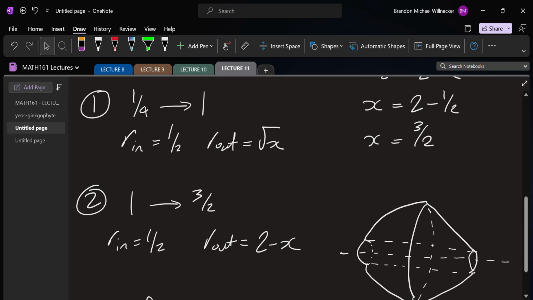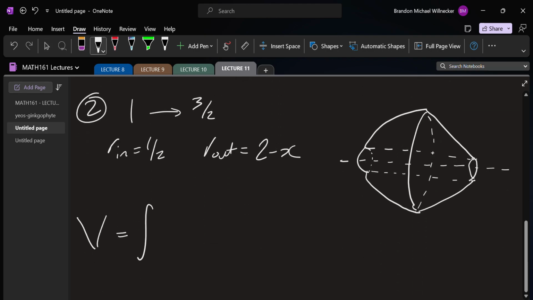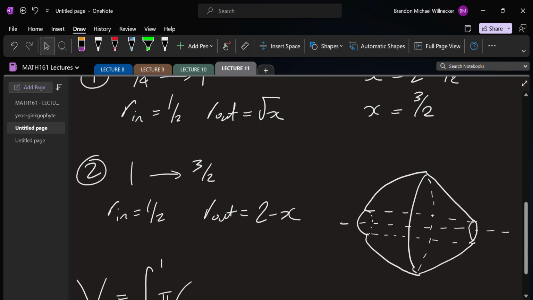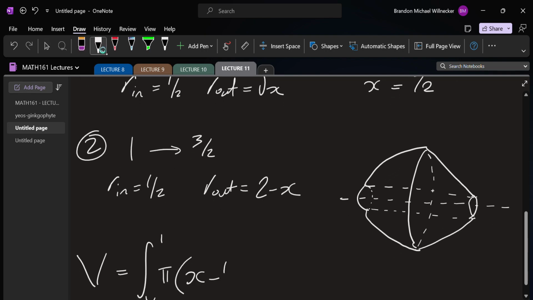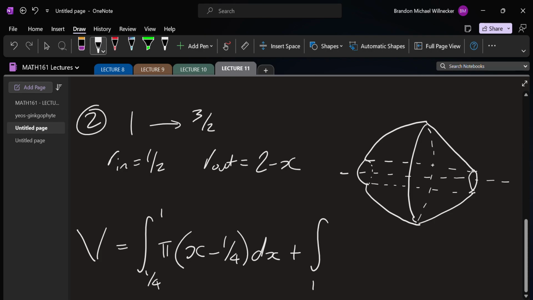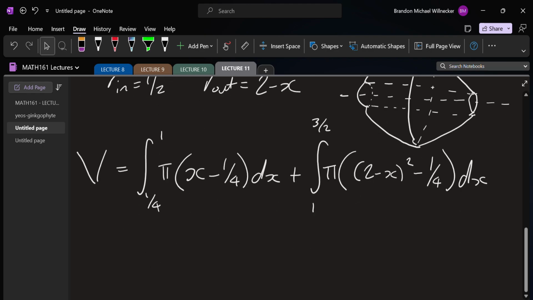Okay, so let's find the volume. So the volume is going to be the integral from 1/4 to 1 for the first bit of the shape. And then we have pi outer radius squared minus inner radius squared. So that's going to be x minus a quarter, plus the integral from 1 to 3 over 2 of pi. Now we have the outer radius squared being 2 minus x, and the inner radius squared, that's going to be a quarter still.